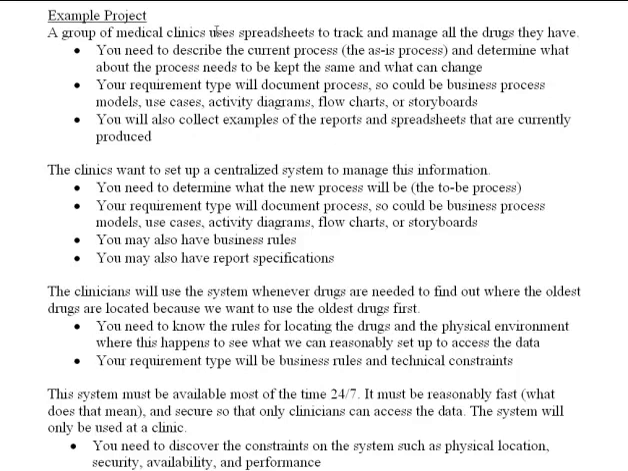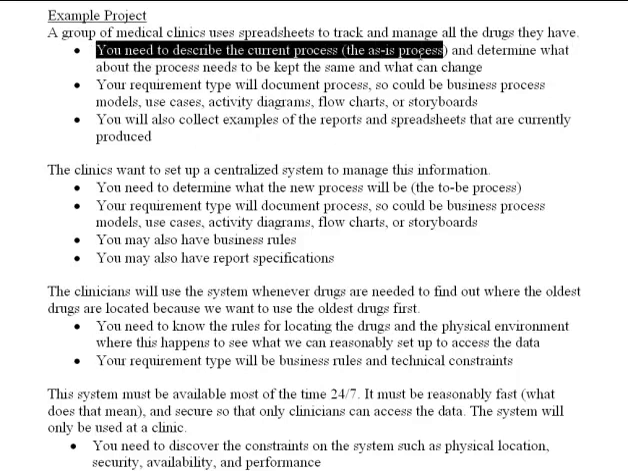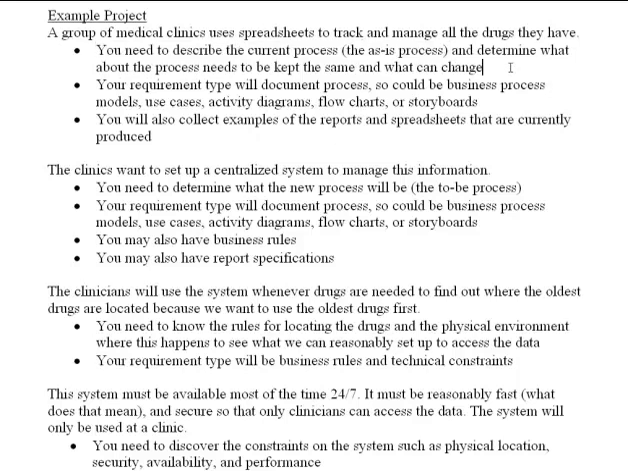Okay, our example project. I have a group of medical clinics, and they're using spreadsheets to track and manage all the drugs that they have. So what do we need? We need to describe the current process, the as-is process, and determine what about that process needs to be kept the same and what can we change. Because we're writing new code, so we have a lot of flexibility here. Your requirement type, you're going to document process. What are the processes people are following, and collect examples of any reports and spreadsheets they're currently producing. That's going to be really important as well.